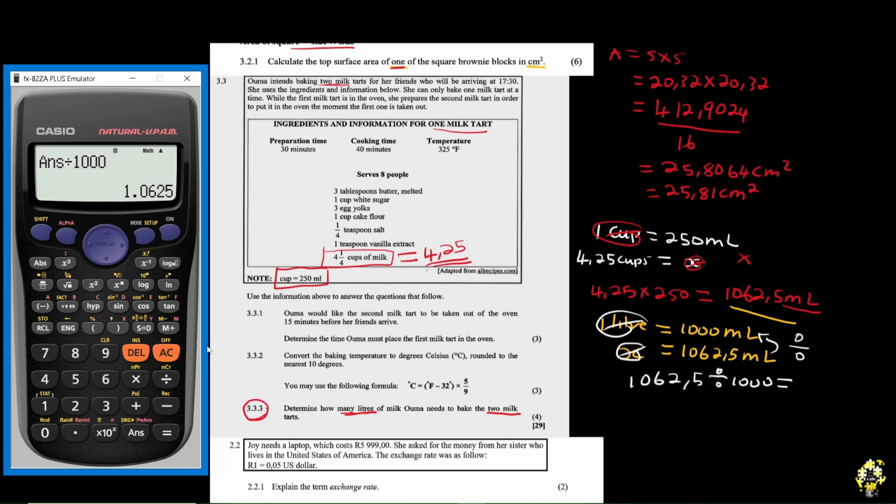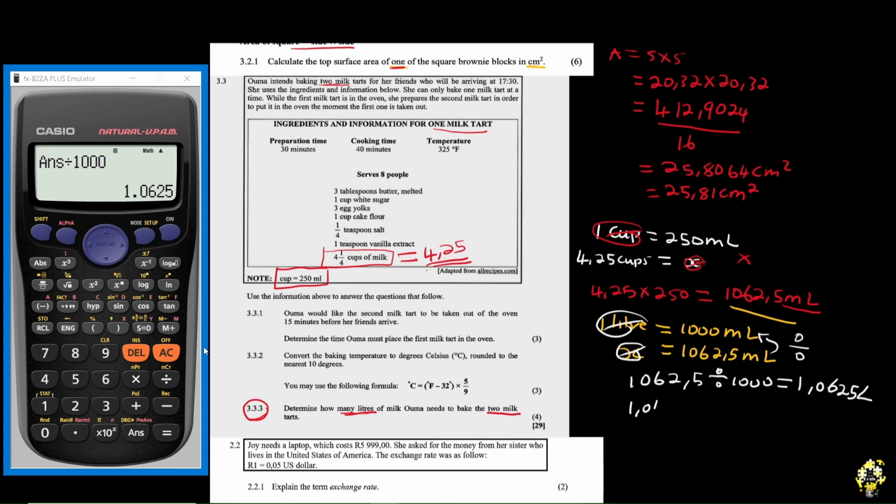So the answer says that it's 1.0625, but now it's liters. But we haven't fully answered the question. Why? Because the question said determine how many liters of milk Oma needs to bake two milk tarts, not one. So essentially we just have to take the answer and multiply it by 2.